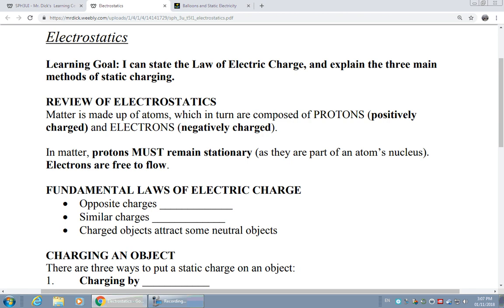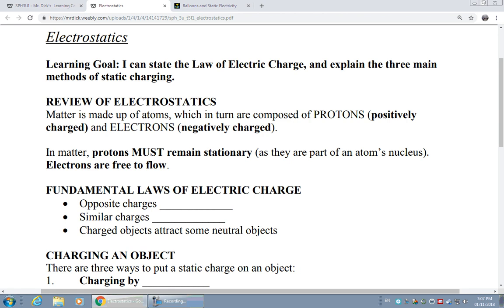And then we also need to remember that the protons are always going to remain stationary, because remember, they're locked inside of the nucleus of the atom. But the electrons, because they orbit around the outside of the nucleus, are more free to flow and can actually move from one atom to another.